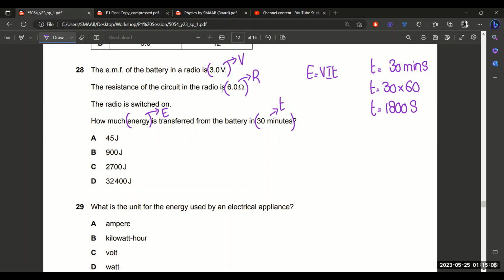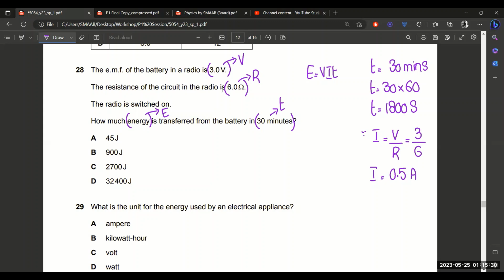Now let's find out the value of electric current. Using Ohm's law, V is equal to IR, or I is equal to V over R. The value of voltage is 3, value of resistance is 6. So the value of electric current will be equal to 0.5 ampere.